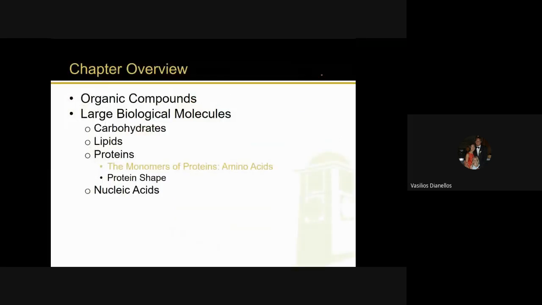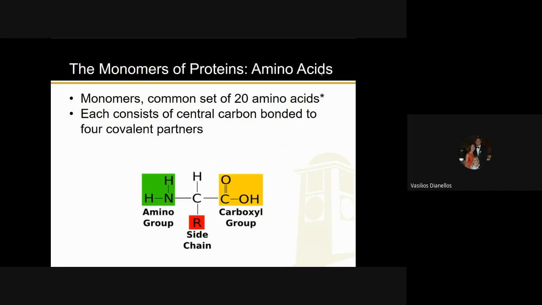All right. Here we go. Let's talk about the monomers. Let's talk about these amino acids. So for all proteins on Earth, right? Every living thing has protein. So for every living thing, all this protein, there's a common set of 20 amino acids.